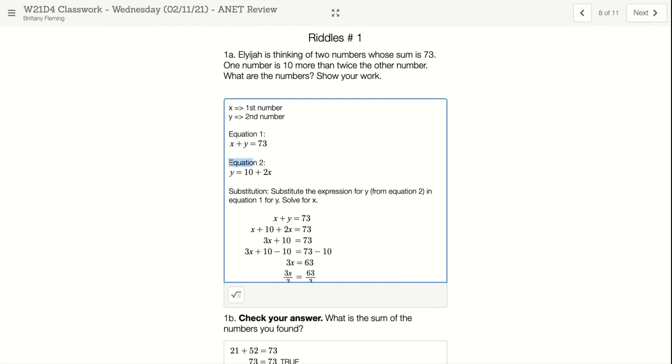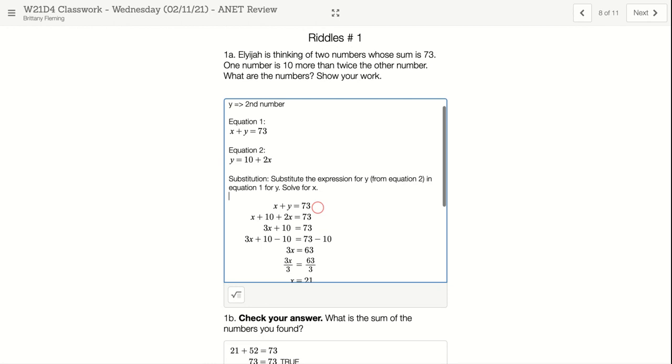Then for equation 2, we can write y equals 10 plus 2x because we know that one of the numbers, and I'm going with the second number, is 10 more than twice the first number. So 10 more than twice the first number is 10 plus, that's 10 more, and then twice means two times the first number. All right, so we have the equation y equals 10 plus 2x.